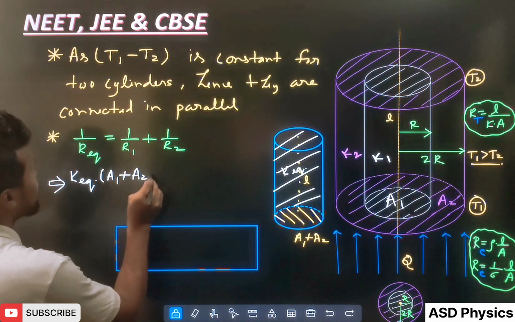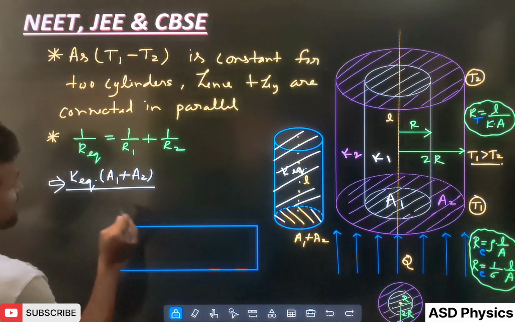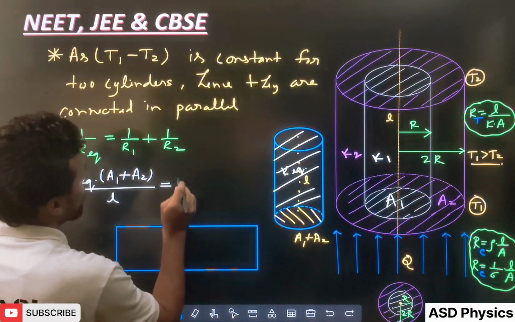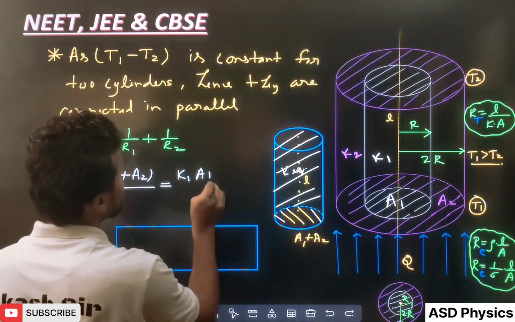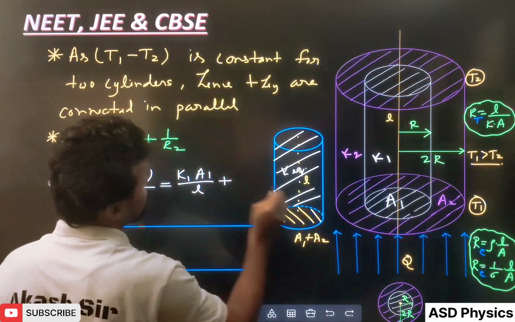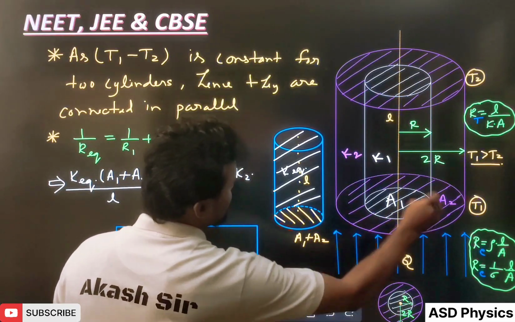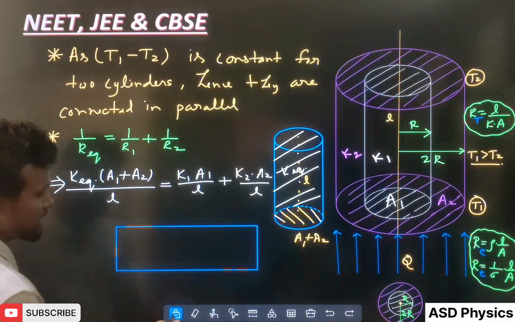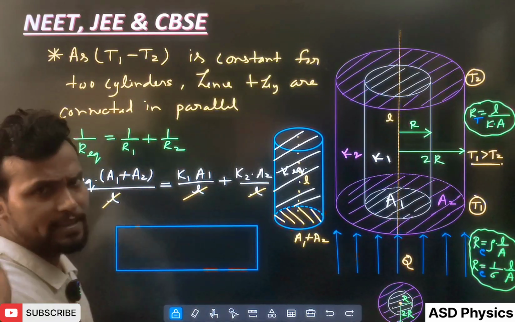That means a cylinder of a single material is going to replace the given system, with length L, and this is also L. This is equal to, for the inner one, K1 A1 by L, the length is the same, plus this pink color area, K2 with area A2, the length anyhow the same. Now you can see what will cancel out: this L, this L, this L cancel.